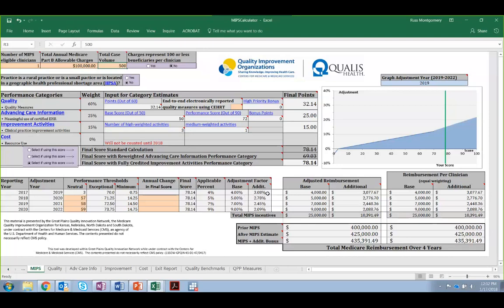You can see here, based on what I entered, that over the 4 years that's included here, the MIPS adjustments is about $35,000 more than the base adjustments. So a pretty good outcome for a score of 78. So I've walked through this. I want to open it up now to any questions that you may have.